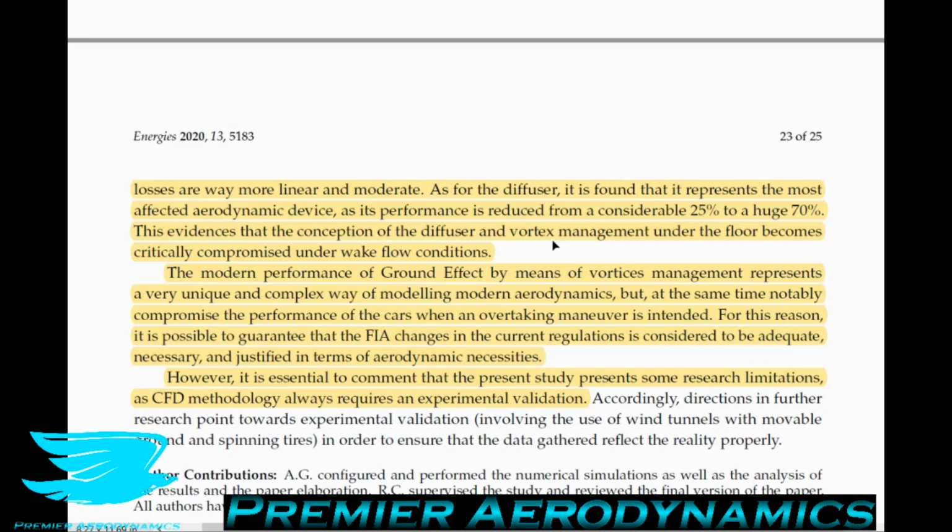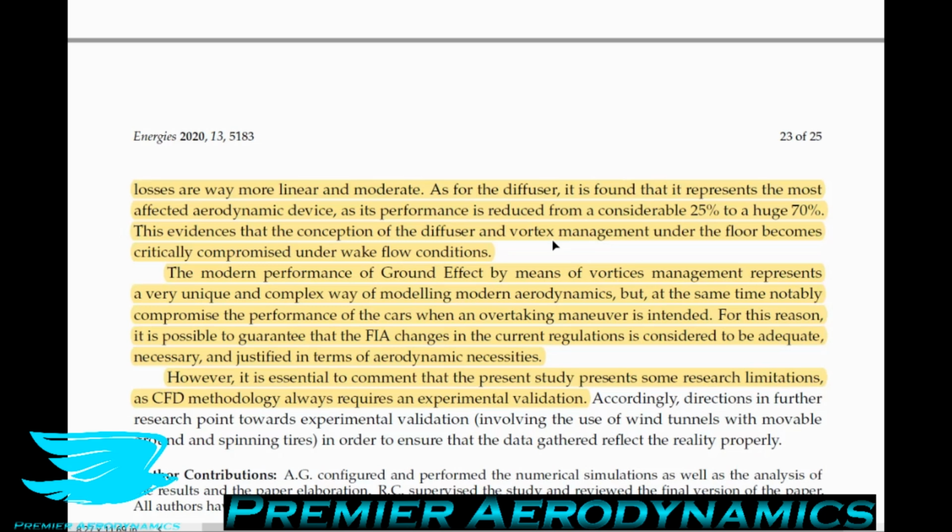When the vortices are produced to manage the flows, they work very well when you're in clean conditions. But when you're trying to overtake, the cars are too well designed for a certain condition, so they break down under other operating conditions, is what they're saying here.